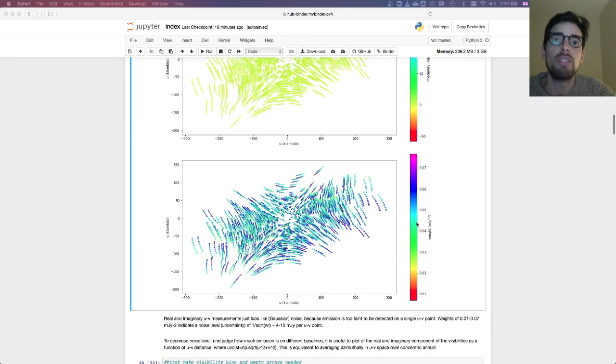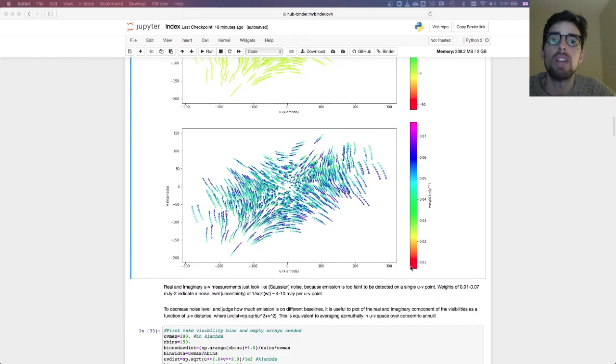So you can see that this weight varies depending on the UV point. From its value, which is around, let's say, 0.01 to 0.07, that indicates a level of uncertainty of about 1 over the square root of weight, which is 4 to 10 millijansky per UV point. Now, what I did at the beginning is I increased the stellar flux by hand, artificially, to 100 millijansky from what it was before, which is around 2.5 millijansky.